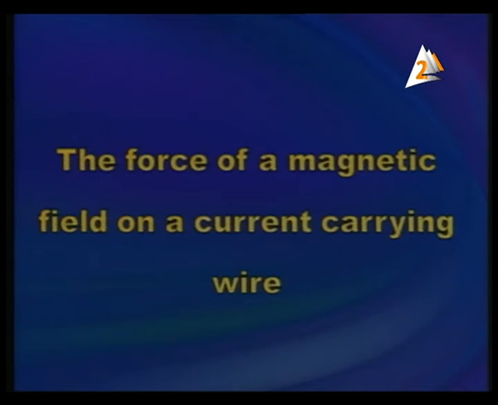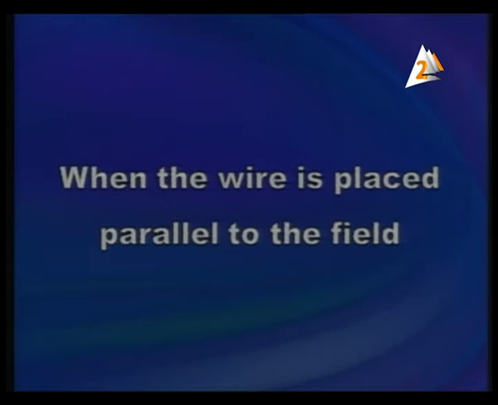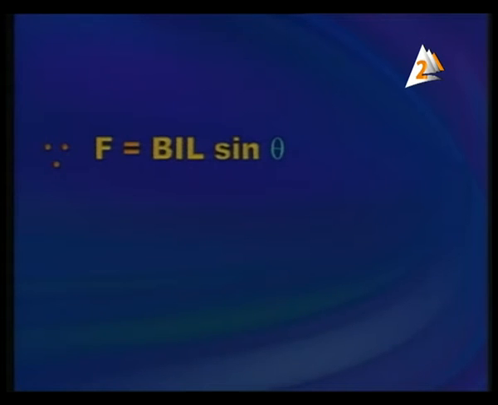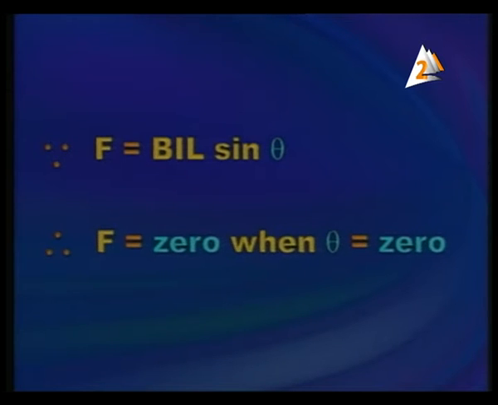When does the force of a magnetic field on a current carrying wire equal 0? When the wire is placed parallel to the field. The force is determined from the expression BIL sine theta. Force is equal to 0 when theta is equal to 0. When placed parallel, sine 0 equals 0.